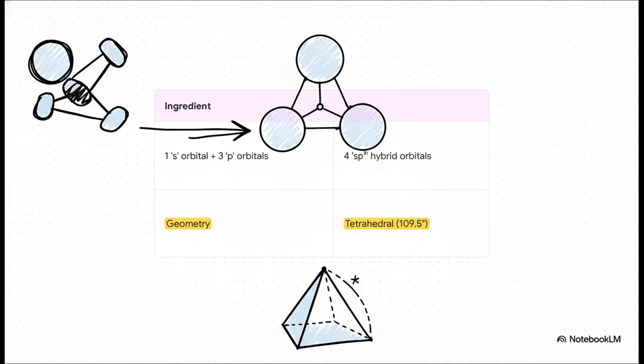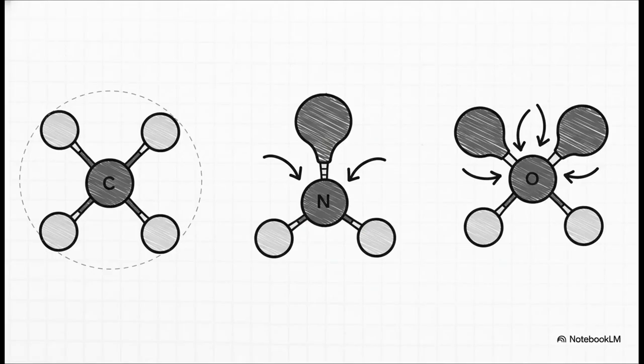And now for the big one, sp3 hybridization. This is what you get when you mix one s orbital with all 3 p orbitals. This mashup creates a set of 4 identical sp3 hybrid orbitals that point to the 4 corners of a tetrahedron, giving you an ideal bond angle of 109.5 degrees. And this is where it all clicks. This brings us right back to our original mystery.